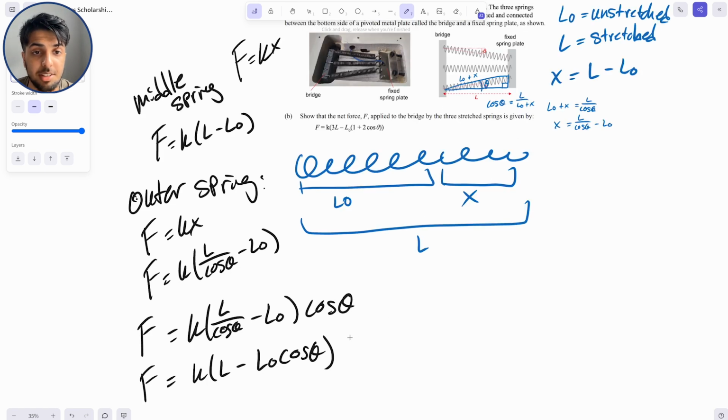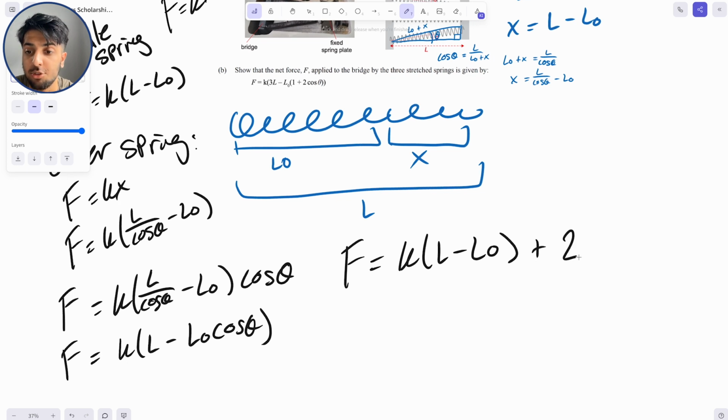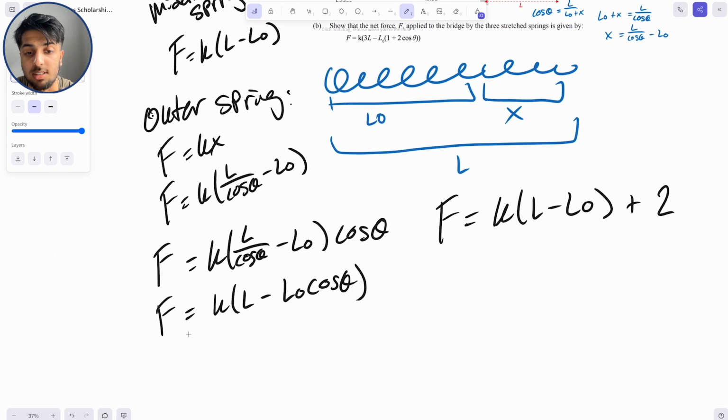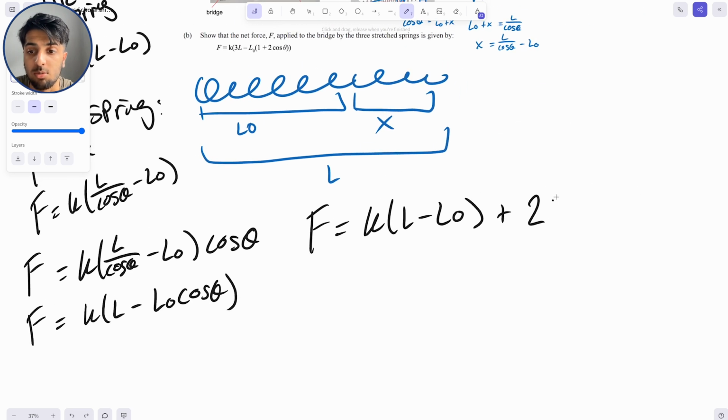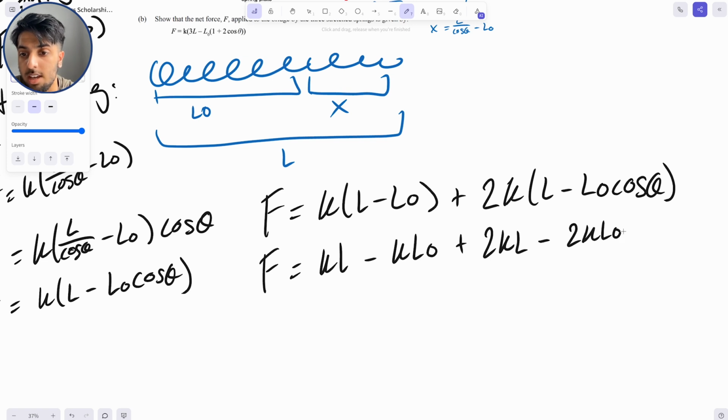And so combining everything together, we combine the middle spring and the outer springs, so we get F is equal to the middle spring, which is k(L minus L naught), plus 2 times, because again we have 2 outer springs, so we times this equation by 2: 2k(L minus L naught cos theta). Expanding everything out, we get kL minus kL naught plus 2kL minus 2kL naught cos theta.